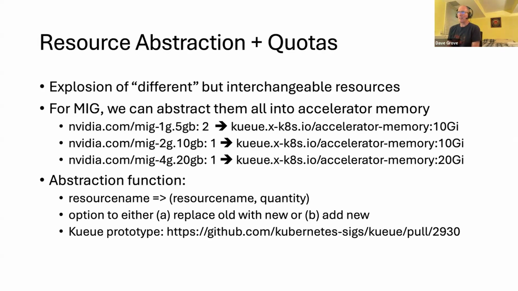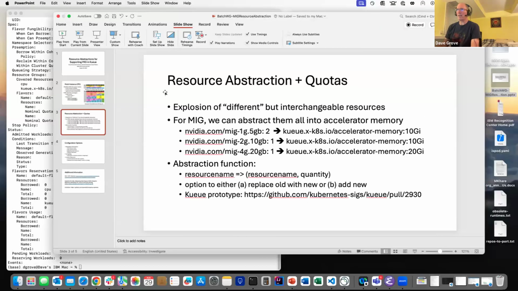The thing we think would be useful for Kueue is a configurable abstraction function that lets us take a resource name and map it to another resource name and a quantity, with an option to either replace the old resource with a new resource in the description of the resources required for the pod, or to augment it with a new one, depending on the use case. I have a quick prototype of this that I did yesterday, and I opened a PR so people could see it.